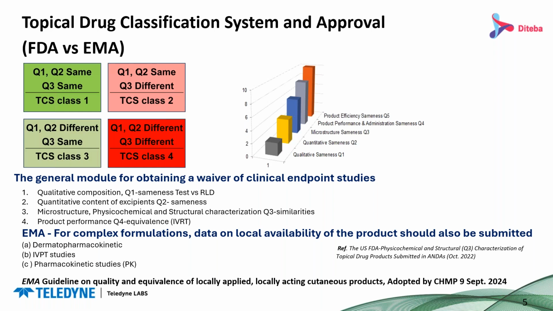For EMA, BE can be demonstrated for simple formulations by documented Q1, Q2, and Q3, and IVRT equivalence. However, if IVRT is not able to show equivalence, therapeutic equivalence could be demonstrated by IVPT equivalence. Nevertheless, when addressing complex semi-solid equivalency, local availability should also be demonstrated.